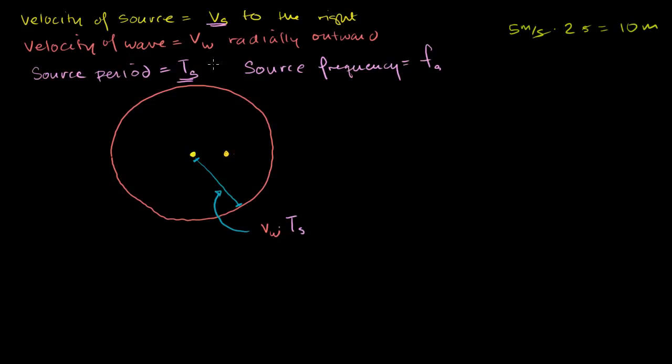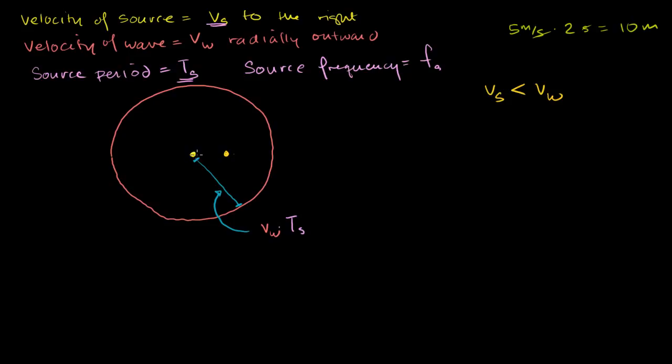And in this video, we're assuming that the velocity of our source is strictly less than the velocity of the wave. Some pretty interesting things happen right when they're equal, and obviously when it goes the other way. But we're going to assume that it's strictly less than. The source is traveling slower than the actual wave.